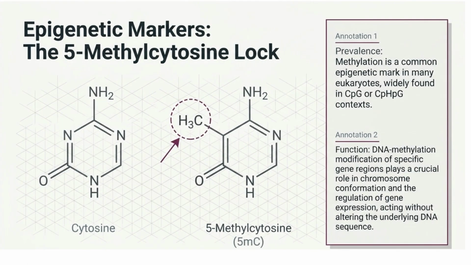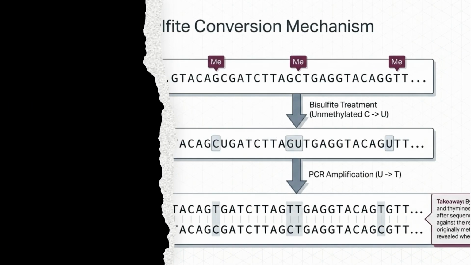DNA. Epigenetic markers such as 5-methylcytosine play a vital role in regulating gene expression by modifying DNA regions without changing the underlying genetic sequence. Bisulfite conversion is a key mechanism for identifying these marks. By treating DNA with bisulfite, unmethylated cytosines are converted to uracil, eventually appearing as thymine after PCR.